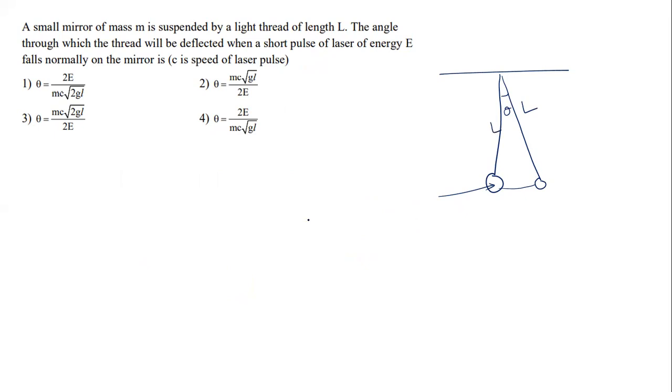So now you already studied the momentum imparted by the radiation. That is P is equal to E by C. It is reflection, so reflection gives 2E by C. Okay, now what happened? Simple, it is set into simple harmonic motion. What they are asking is the angle of the mirror's deflection. So they are asking theta. Clear?